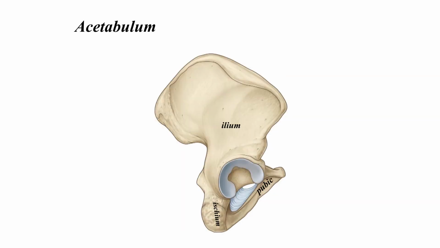Now we will talk about the acetabulum. It is the area where the ilium, pubic bone, and the ischium meet each other at the lateral side of the hip bone. This is the acetabulum here. On the lateral side of the hip bone, it is a concave hemispherical fossa in which the head of the femur fits to form the hip joint.